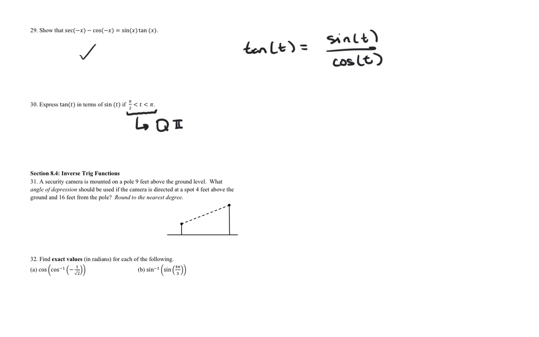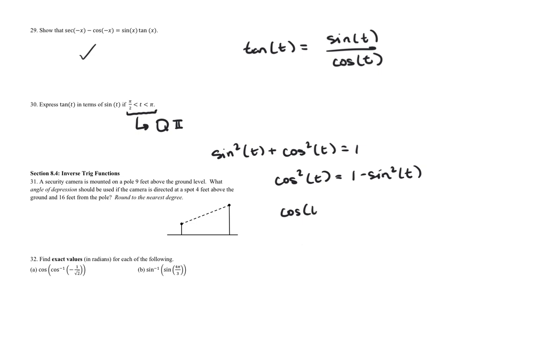So one thing I've noticed is that sine squared of t plus cosine squared of t is equal to 1. Or I can write this as cosine squared of t is equal to 1 minus sine squared of t. And then I can take the square root, so I get cosine of t is equal to plus or minus the square root of 1 minus sine squared of t.